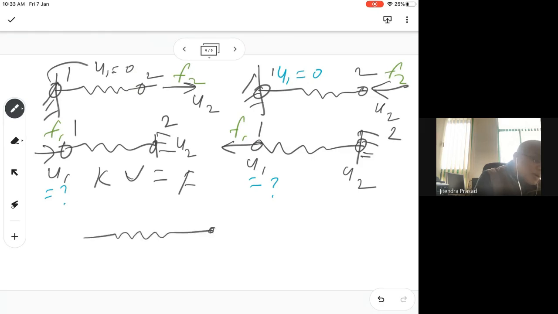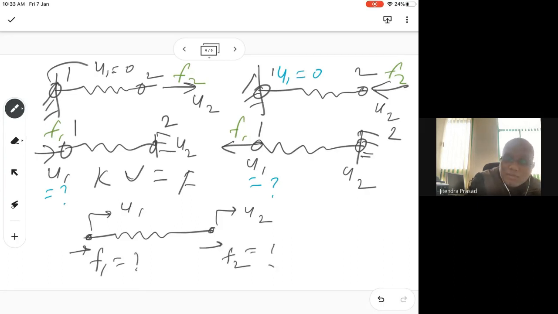We don't know, but not only force, it may be that u1 and u2 are both given, and then we have to find out what the forces will be, f1 equal to what and f2 equal to what. This also we can find out. It is possible also that any combination is possible.